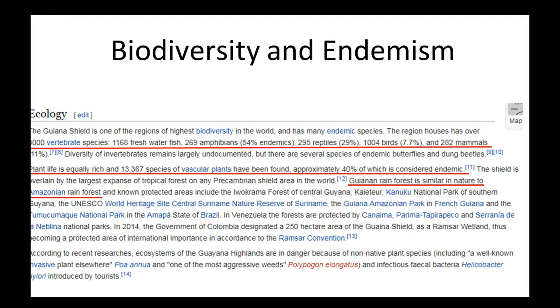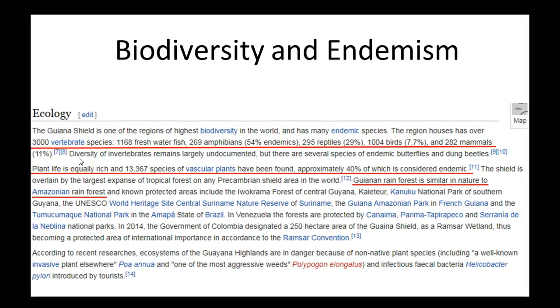Just to, again, highlight the point with respect to biodiversity, this is the Wikipedia excerpt related to the Iwokrama area that we'll be going to, and they describe this region as having some of the highest biodiversity in the world, with many endemic species, which I'm sure you will talk about in the natural history class. These are species that are isolated or unique to one particular place. The region houses over 3,000 vertebrate species, and they go through and describe fish, amphibians, reptiles, birds.